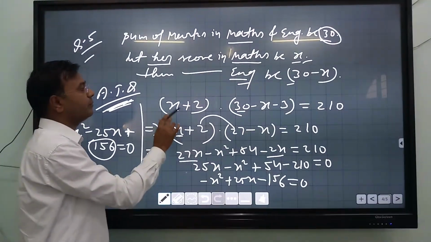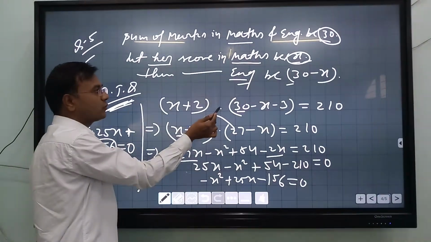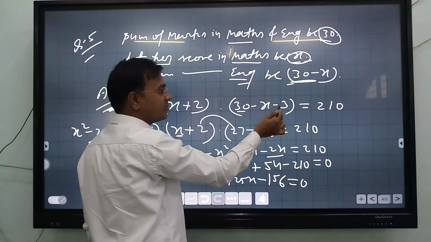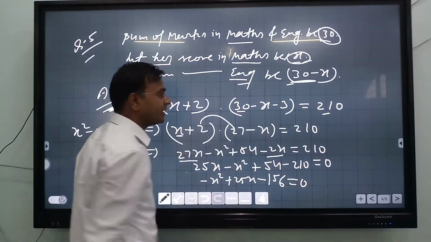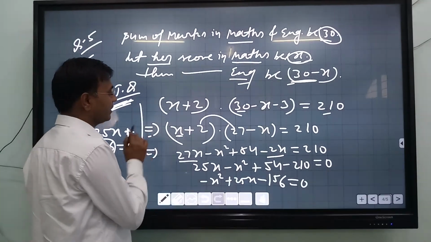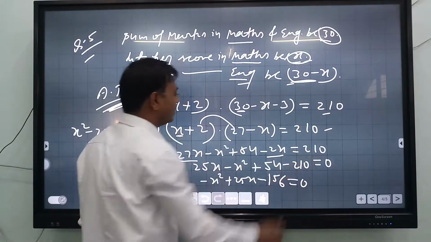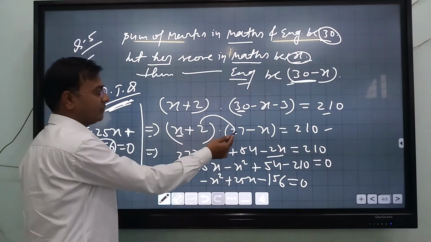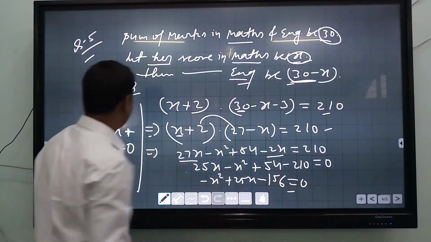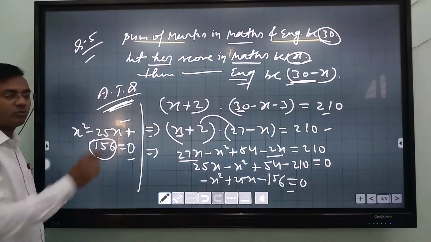So 2 marks more in maths, so the maths score is x, 2 marks more means x plus 2, into 3 marks less in English, so the English score is 30 minus x, 3 less means minus 3, and the product is given as 210, so equals 210. Now x plus 2 into 27 minus x equals 210. Multiplying and transposing 210, we will get the quadratic equation x square minus 25x plus 156 equals 0.